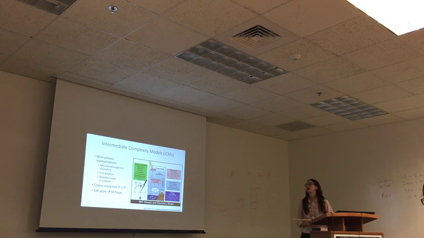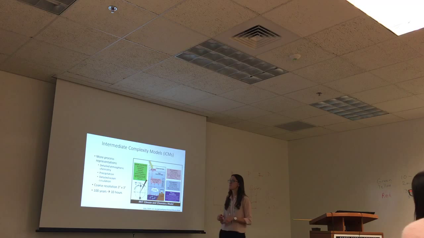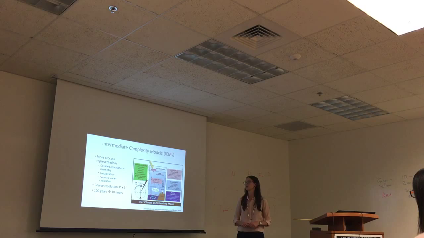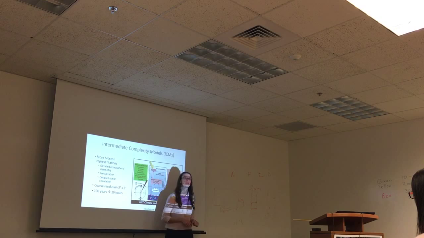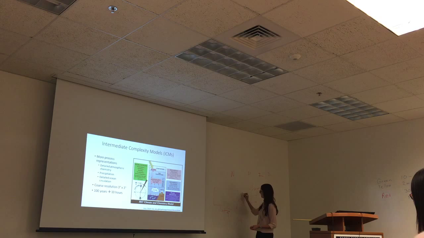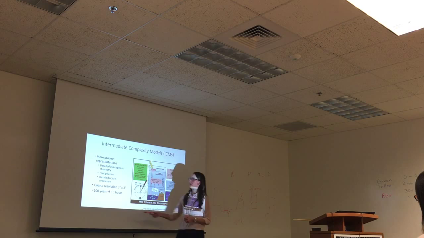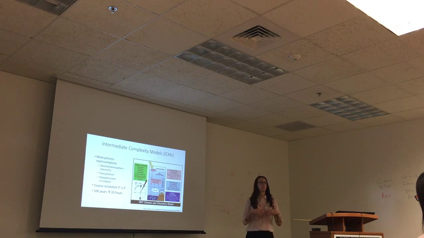Now, intermediate complexity models have more process representations. They'll have more detailed atmospheric chemistry, things like precipitation, and detailed ocean circulation, so thermohaline circulation. Their resolution is coarse, so it's 3 by 3, each lat-long box would be 3 degrees. To run 100 years, they take about 10 hours. So not too long, but long enough that you can't just generate that in a few seconds and get some plots out. But you get a lot more information.